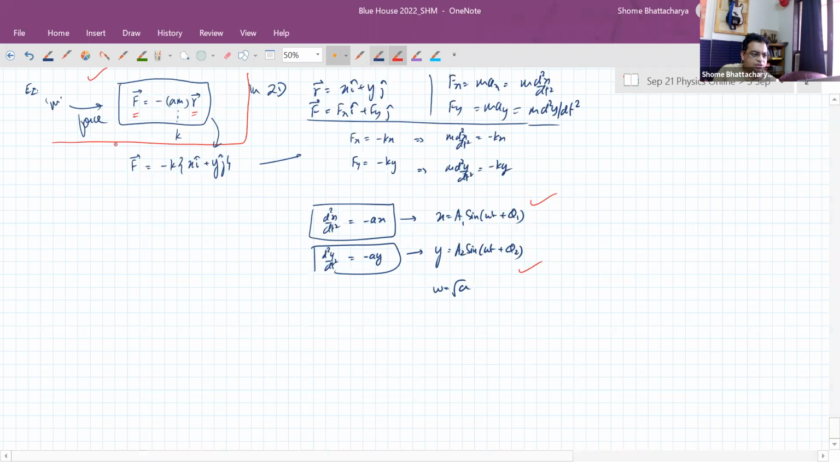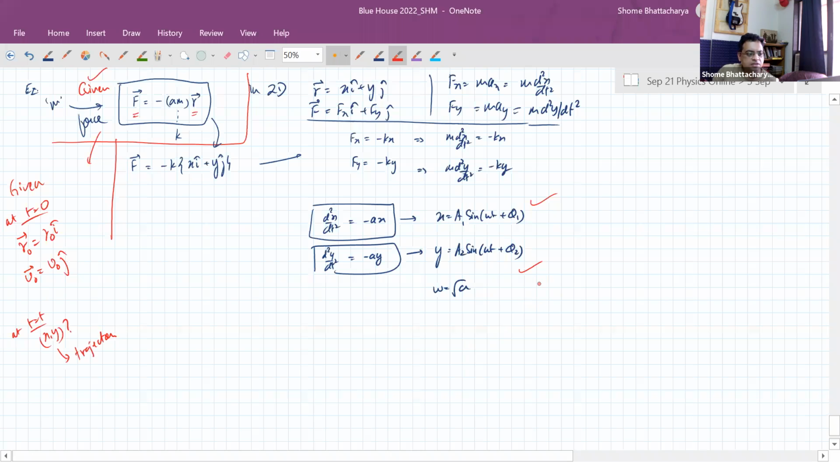Okay. Now one more piece of information given in the question is that at t equal to 0, the position vector is actually just r naught i cap. That means the y coordinate is 0. And the velocity vector is equal to v naught j cap. Then we have to find, at t equal to t, the relation between x and y. We have to find the trajectory between x and y.